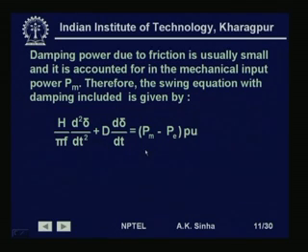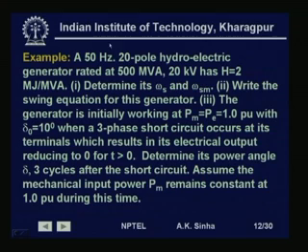Now, we will take one small example to show how we can write the swing equation for a synchronous machine. So, let us take this example. We have a 50 hertz, 20 pole hydroelectric generator rated at 500 MVA, 20 kV, and has H equal to 2 megajoules per MVA. Now, here we are seeing a synchronous machine with 20 poles.